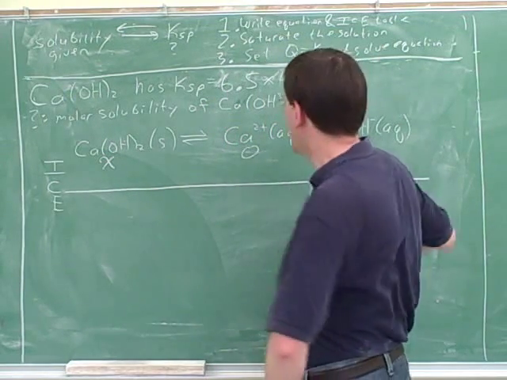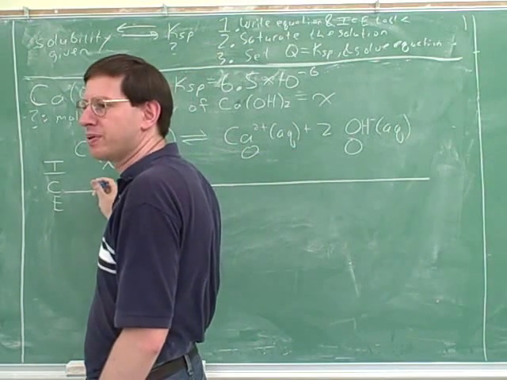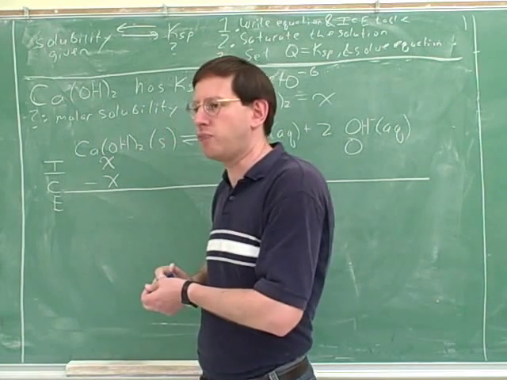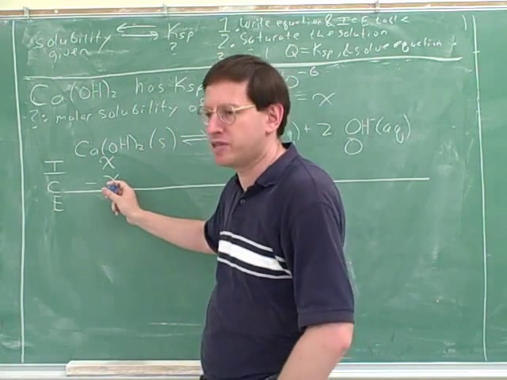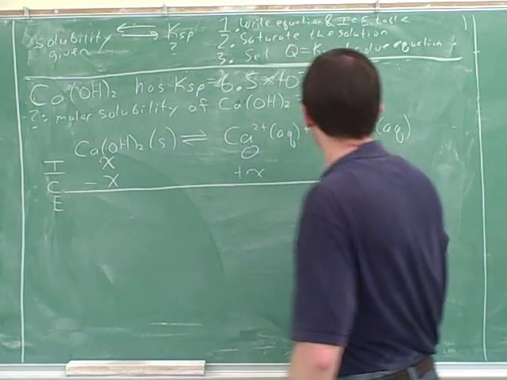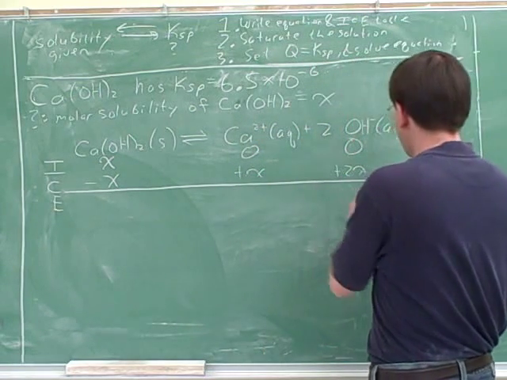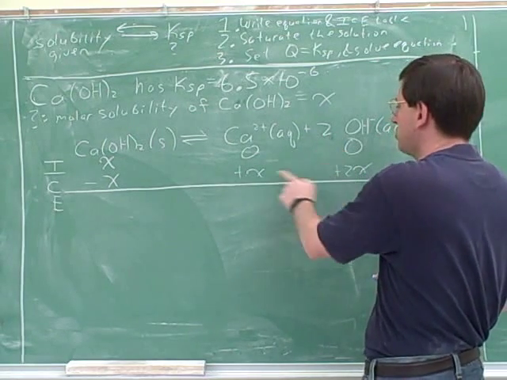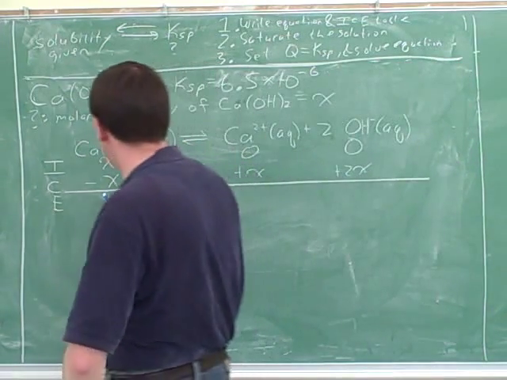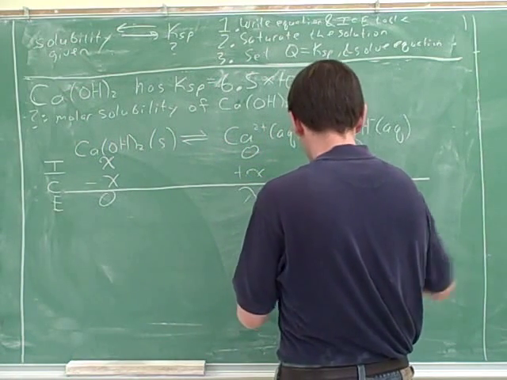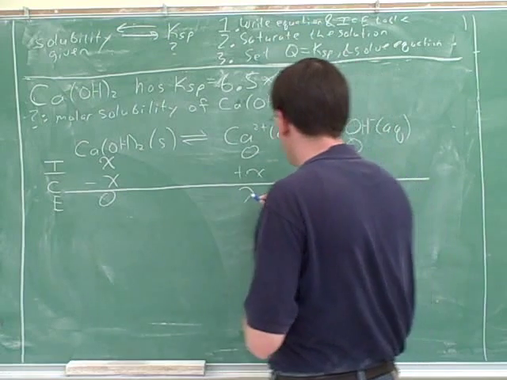0, 0. All right. And how much of this is going to get used up? Minus x. Because we've added something that will just saturate the solution. As we saw from that earlier table, there won't be any precipitate here. And this change will be? Plus x and plus 2x. And it's very good that you saw that this is plus 2x because of this coefficient. Yeah, this should be twice as big as this. So the ending amounts are? 0 and x and 2x. Good.